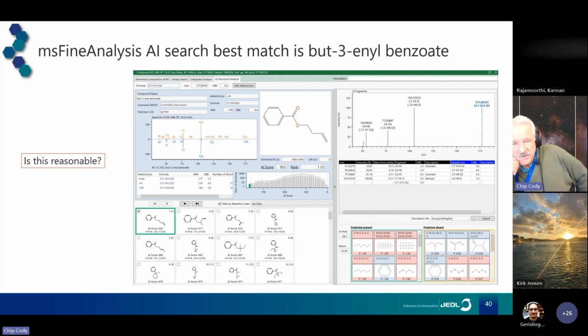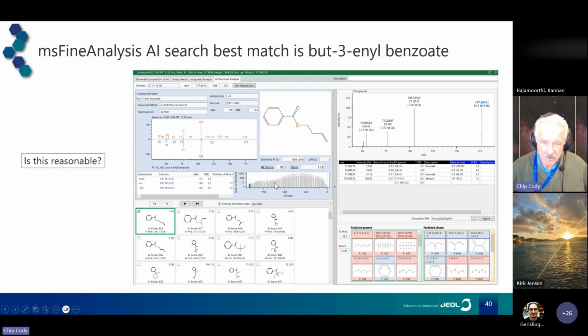That was a really nice addition to the program because it filters out a lot of unreasonable structures. There's still some manual assessment of these candidate structures if you have complete unknowns. You really should inspect all of the information here. But having that retention index match really makes it much more reasonable candidates for the structure analysis.